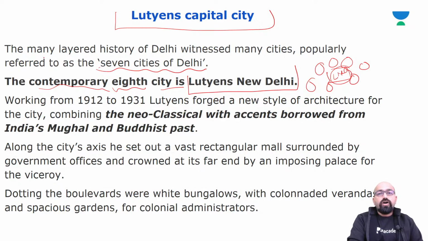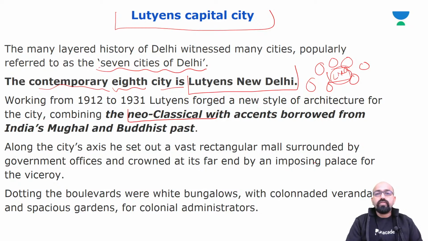Right, now, what happened during the construction and planning of that new capital? Planning started in 1912 itself. Construction started around 1918. So during that process, Lutyens forged a new style of architecture for the city, combining the neoclassical with essence borrowed from India's Mughal and Buddhist past.